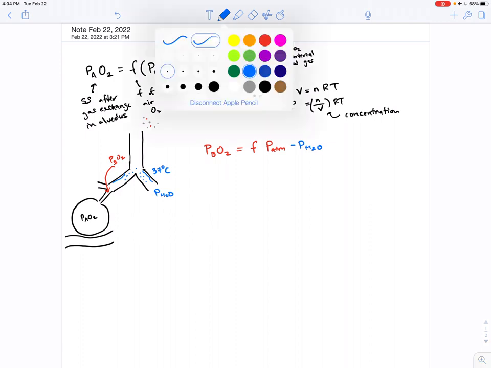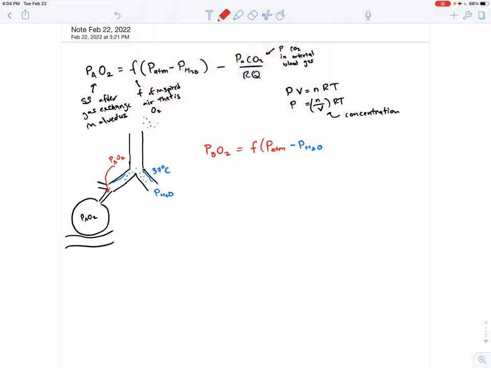So basically we have to take out of our atmospheric pressure a certain concentration of water, and out of the remaining, there's some fraction that is oxygen. Okay, so this is our expression for bronchiolar partial pressure of oxygen before any gas exchange has occurred. So now let's talk about gas exchange.